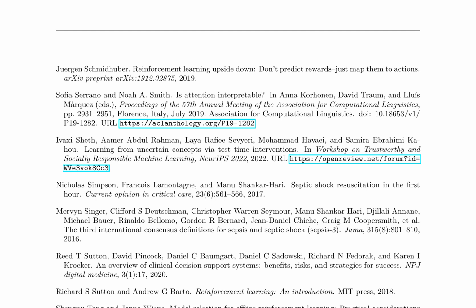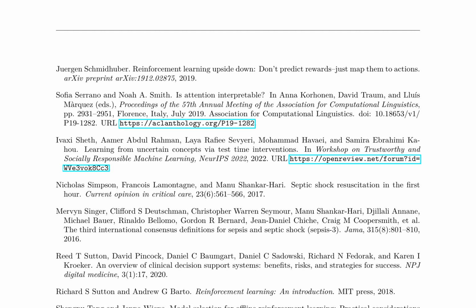intelligence. In reinforcement learning, mapping rewards to actions is essential, rather than predicting them, as emphasized by Jürgen Schmidhuber. Attention mechanisms, as researched by Sophia Serrano and Noah A. Smith, require transparency and explainability to ensure effective decision-making. In healthcare settings, learning from uncertain concepts via test-time interventions, as demonstrated by Ivaxi Sheth et al., and model selection for offline reinforcement learning, as explored by Shengpu Tang and Jenna Wiens, are vital. Richard S. Sutton and Andrew G. Barto's introduction to reinforcement learning highlights its significance in decision-making processes.